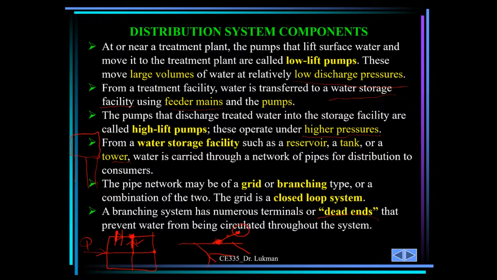These are called dead ends because they are not connected to any other pipe. All these nodes at the end are dead ends because they are not continuous, they are not connected to any other one. We call them dead ends.